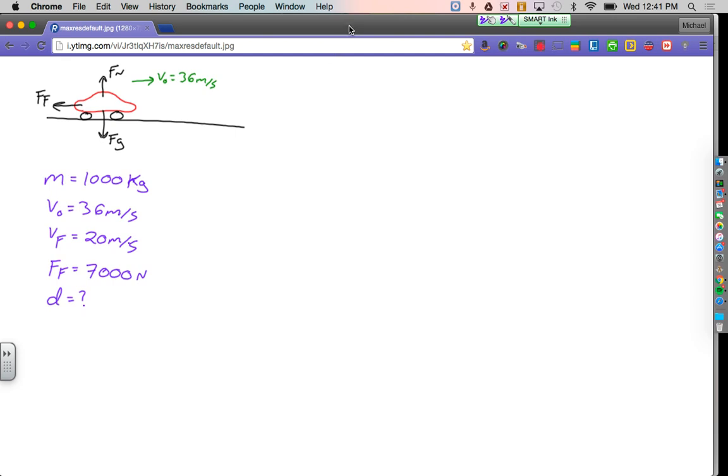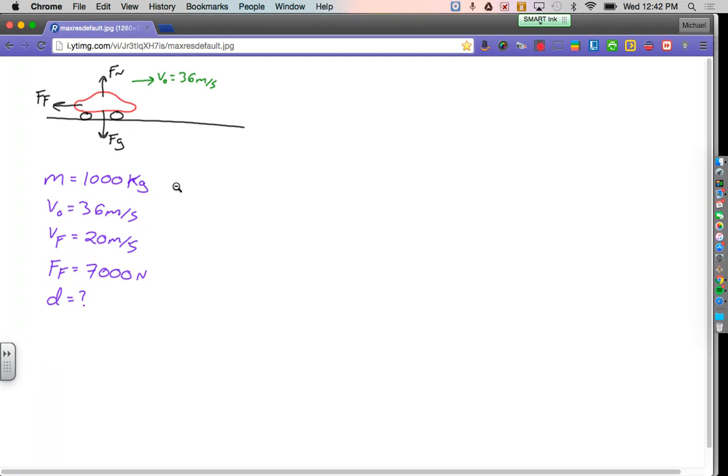Right, so we've drawn our car, located up here in the top left region. We've got our mass at 1,000 kilograms, our initial speed at 36 meters per second, the final speed was 20 meters per second, and the force of friction acting on the car is 7,000 newtons. We want to know how far this thing is going to go.